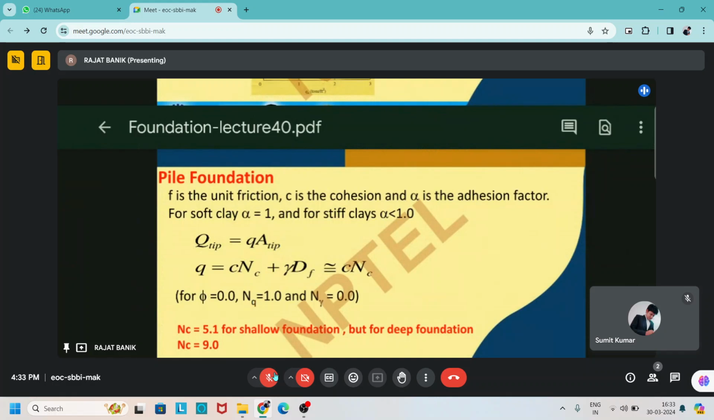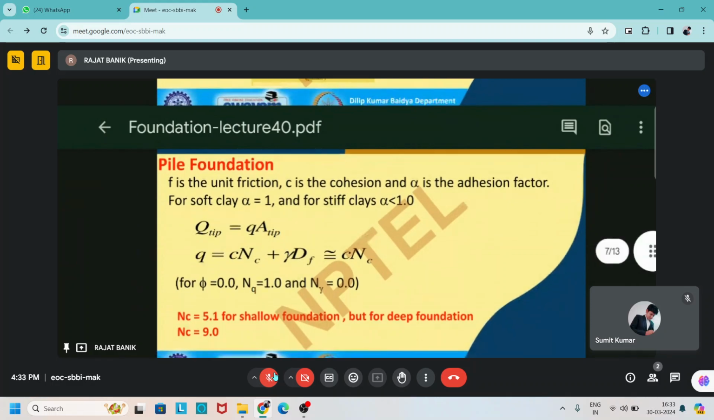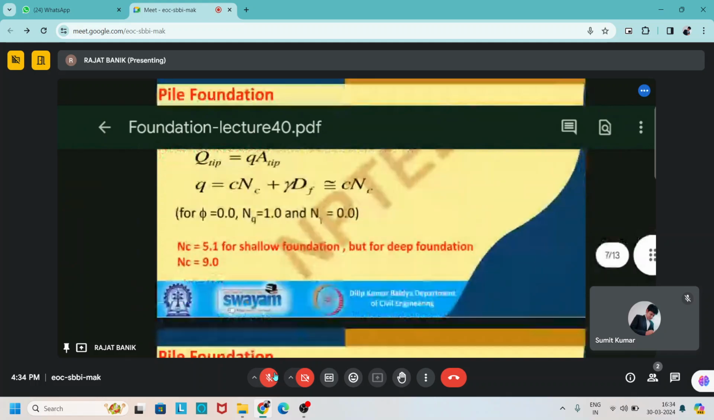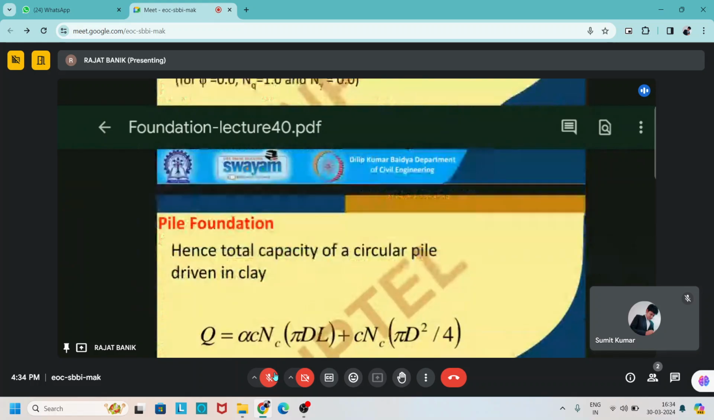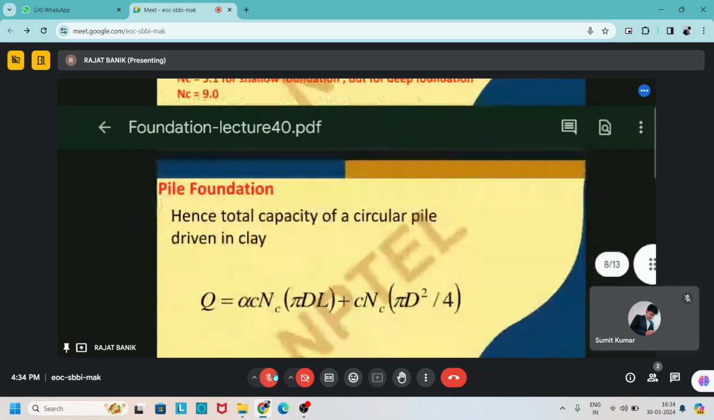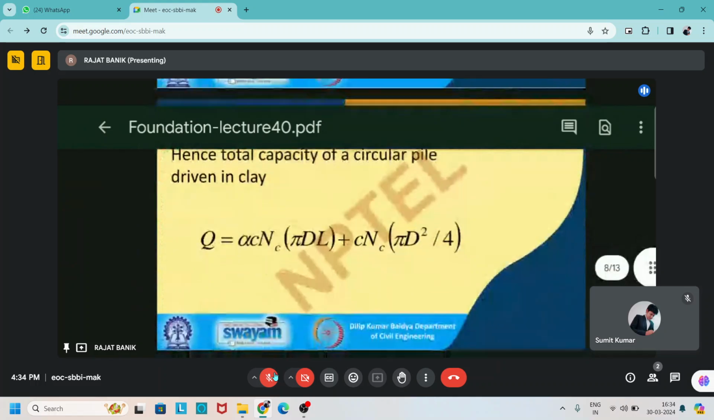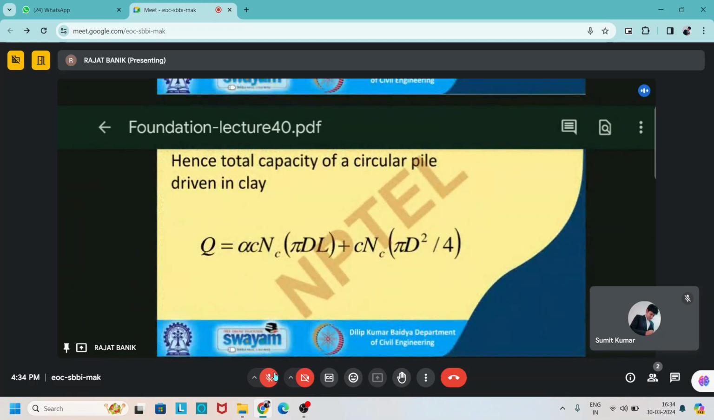Now to find out the total tip load, which is equal to q into A tip, where q is approximately C NC, and NC is equal to 5.14 for shallow foundation, but for deep foundation it is 9. So C NC is equal to 9 into C for clay driven pipe in core. Now the total capacity for a circular pile driven in clay is Q equal to alpha C NC into pi dl plus C NC pi d square by 4.